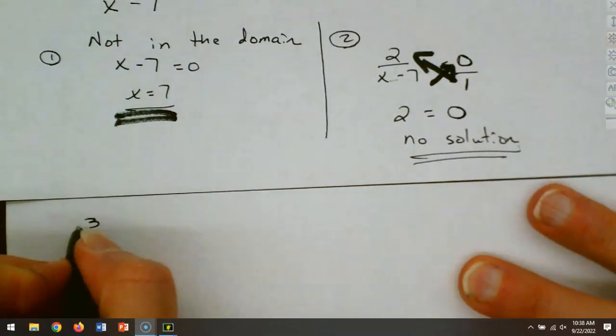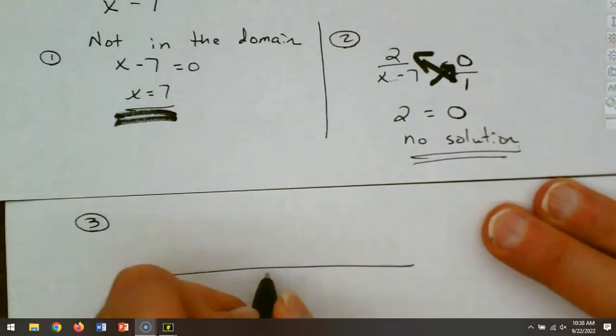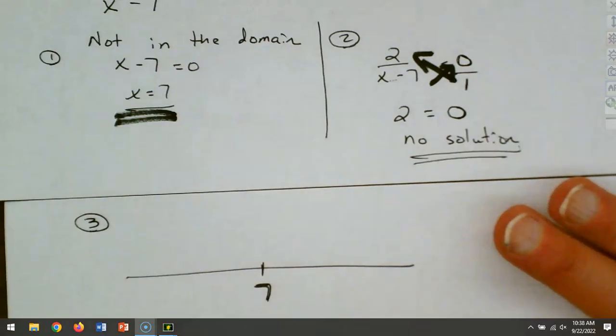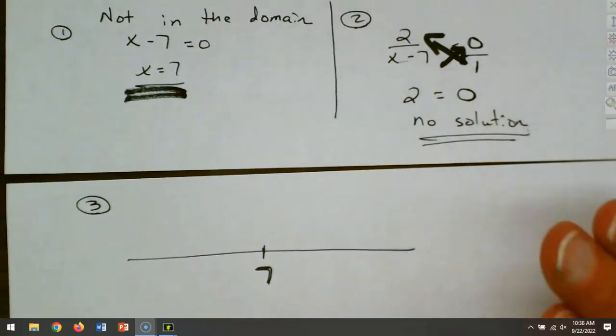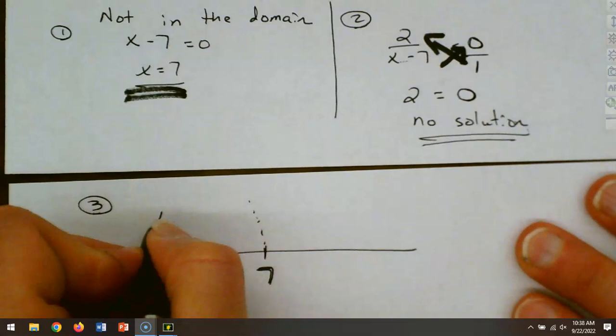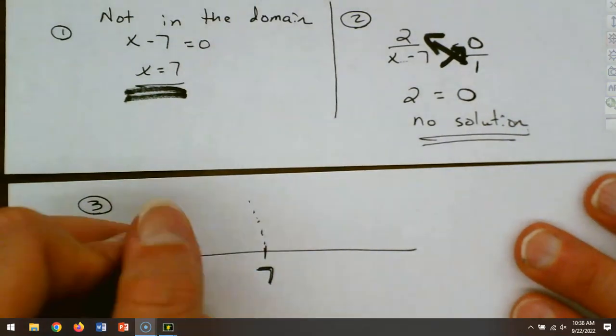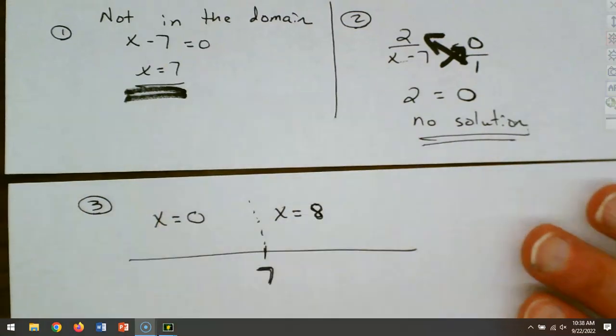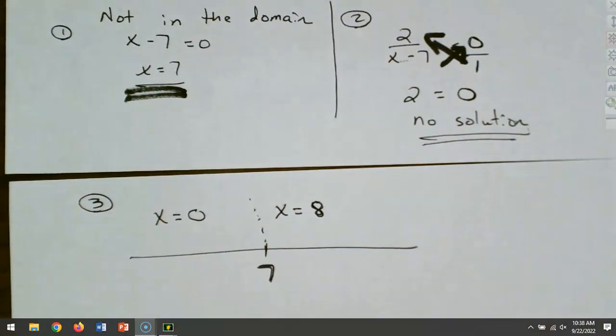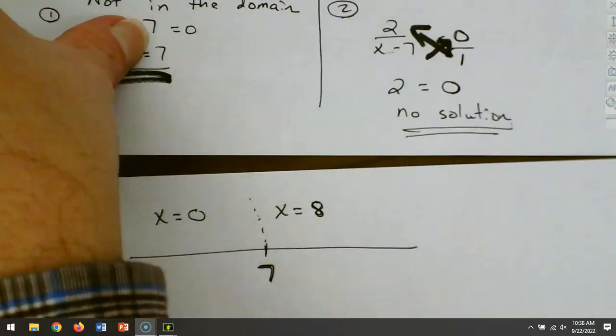Step number 3, place it on a number line. We only have one number, so it's easy. All we have to check is 7, because that's the only number that we have. And I'm going to use, how about 0 and 8? I'm going to check 0 and 8, because 0 is smaller than 7, and it's easy to deal with. 8 is bigger than 7, and that's also fairly easy to deal with.